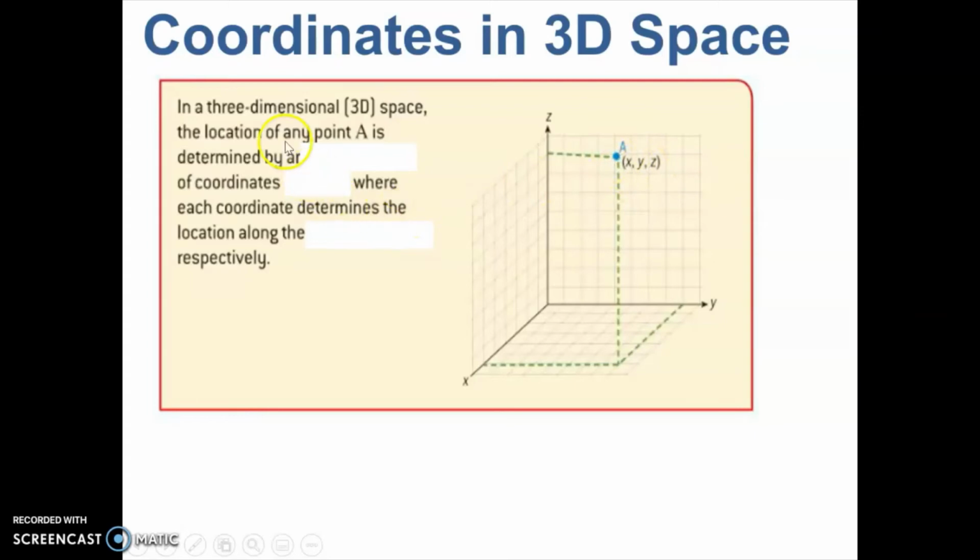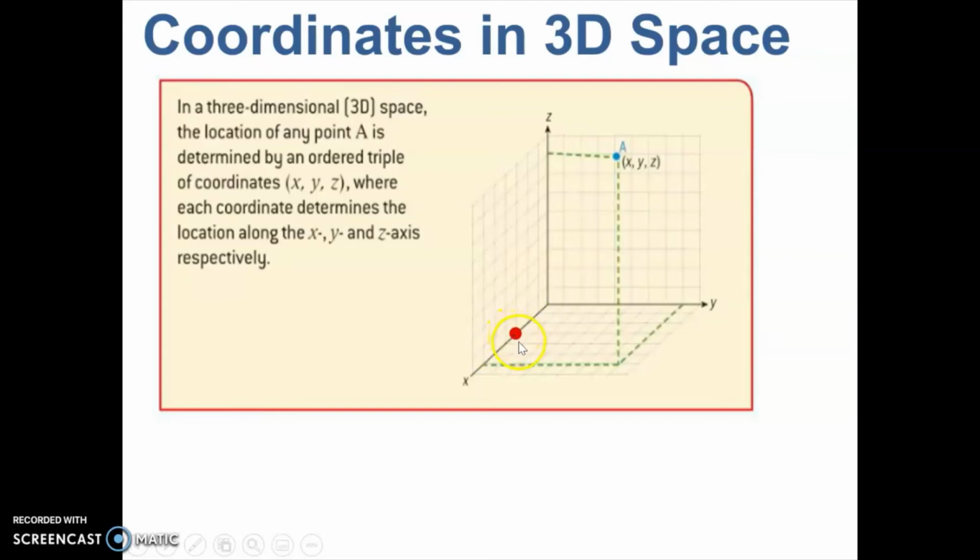Let's take a look at this. So in 3-dimensional 3D space, the location of any point is determined by an ordered triple. Before, this was called an ordered pair, now this is called an ordered triple of coordinates x, y, z, where each coordinate determines the location along the x, y, and z axis. Okay, so let's look at some points and see if you can label their locations. Let's say this point here. I'll help you with the first one, and then you'll try a few.